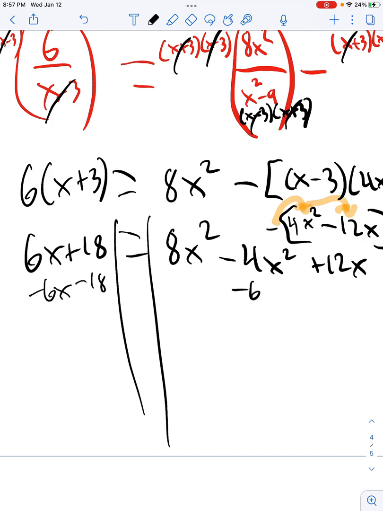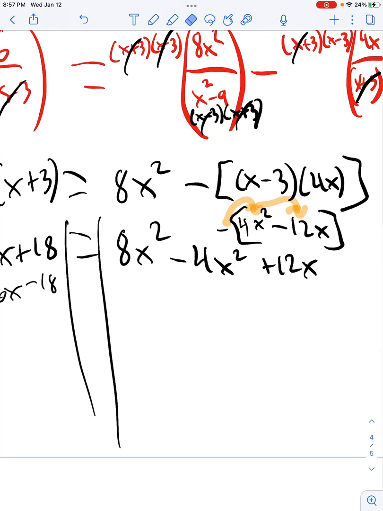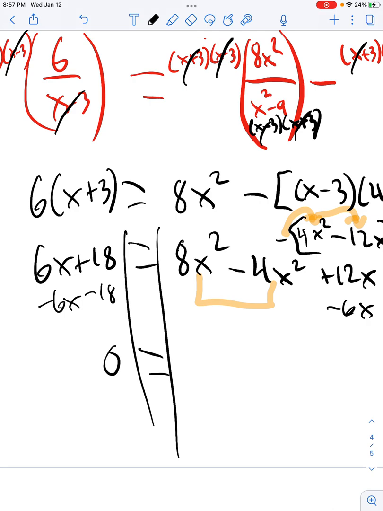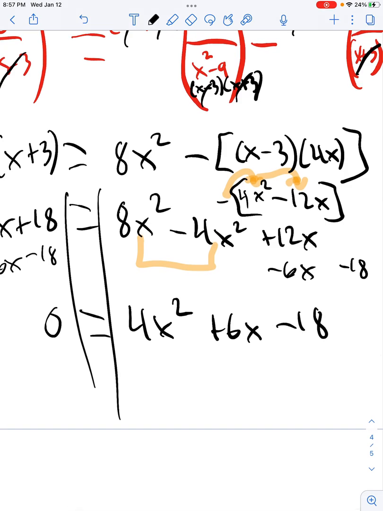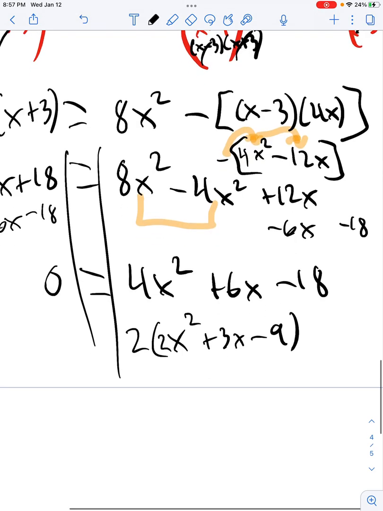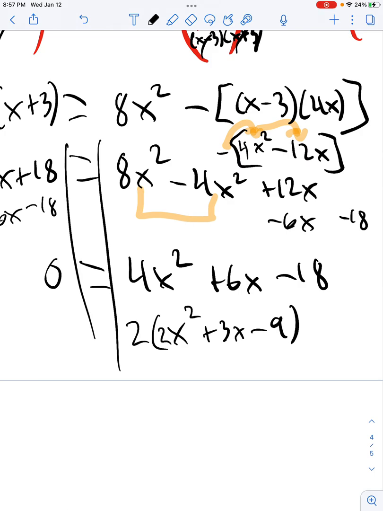So now again, let's just get everything together. Subtract 6x, subtract 18. All right, so my 6x is going to be over here, and subtract 18. And these are actually like terms. So we're going to have 0 left over here. 8 minus 4 is 4, plus 6x minus 18. I believe we can factor out a 2 from each of these. So if we factored out a 2, 2x squared plus 3x minus 9.